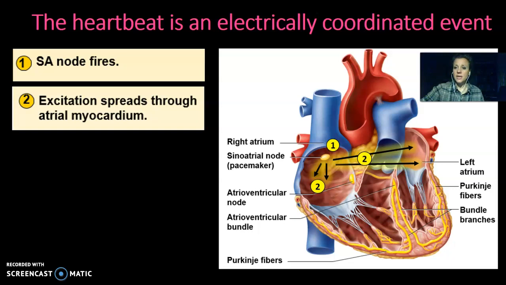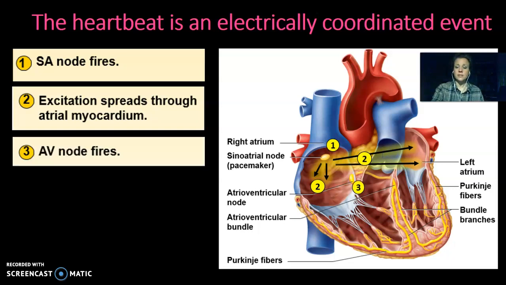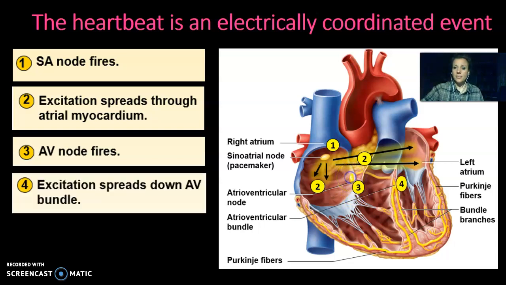Once the atria depolarize, the signal reaches the AV node, which is here at number 3. Again, it's atrioventricular, so it's in between the right atrium and the right ventricle. And then it's going to send its impulse over to where the number 4 is. This is called the AV bundle or the atrioventricular bundle.